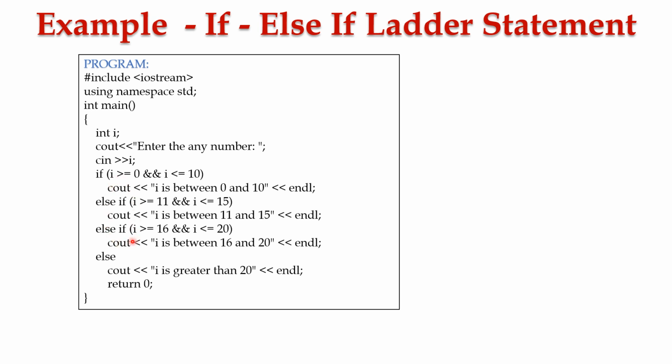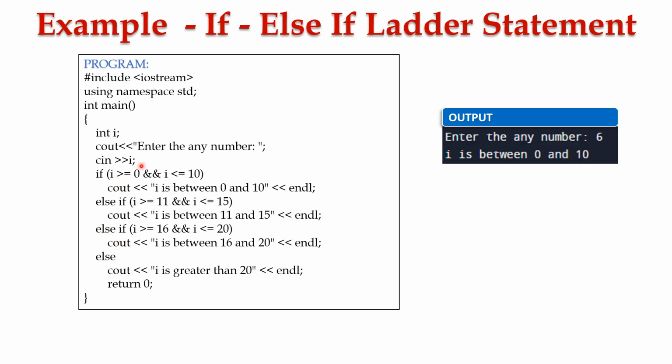So let's see the execution here. In this output, we have given the "enter any number" statement to the user, as shown in the output. The user has given the value 6. Using 6 as an input, the condition checks whether i is greater than or equal to 0 and i is less than or equal to 10. Yes, so this condition becomes true here and "i is between 0 and 10" is displayed to the user. We can see in the output it has been displayed to the user.